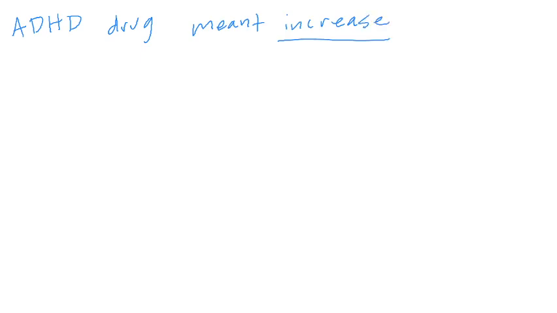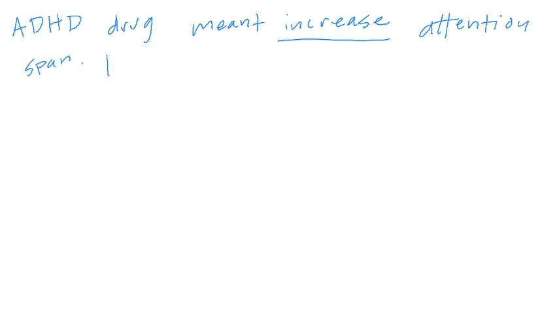So this one is about an ADHD drug, all right? So ADHD being attention deficit hyperactivity disorder. All right, so we use drugs to treat ADHD. So let's say that we have an ADHD drug meant to increase, okay? This is a big key word: meant to increase. This means we have a direction to our hypothesis. Let's say that it's meant to increase attention span, all right?